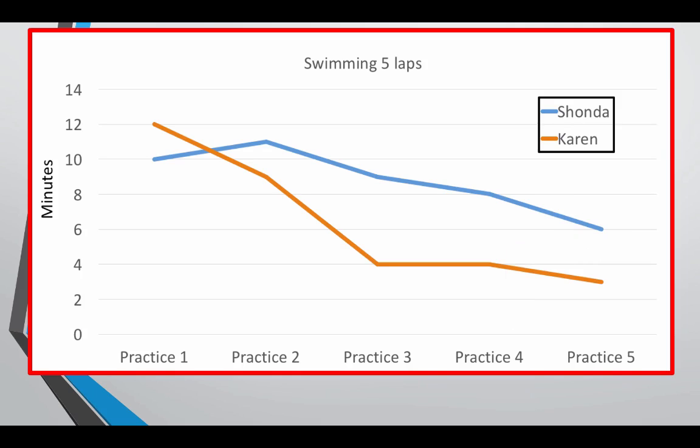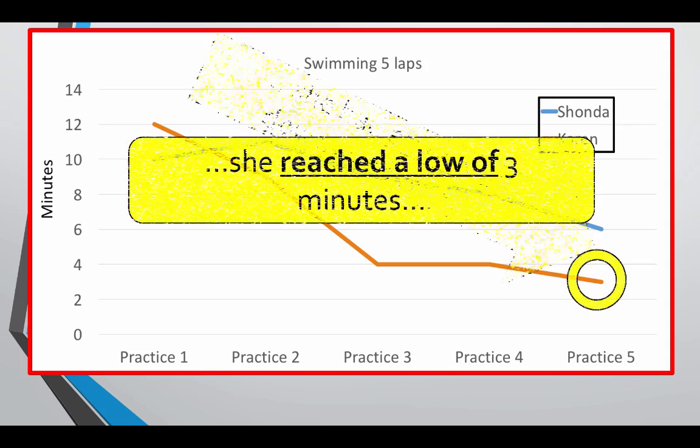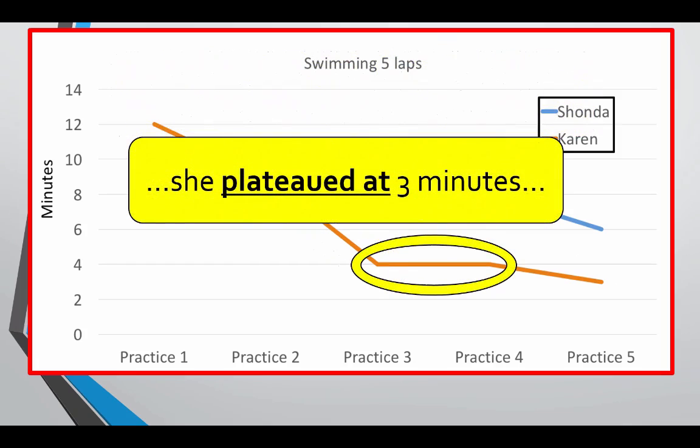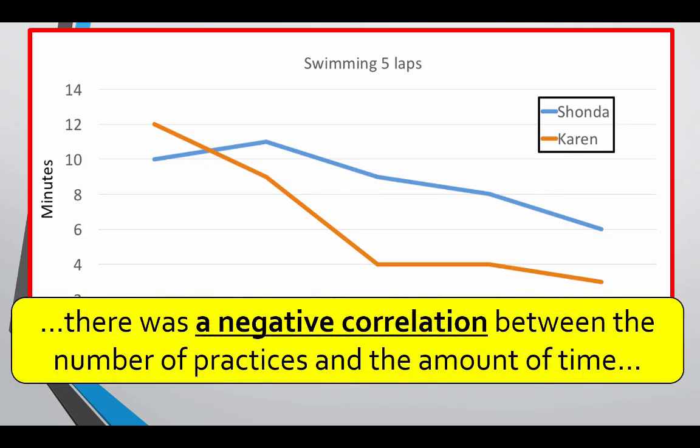Looking at Karen's performance, she had an overall downward trend because she started with 12 minutes for 5 laps in the first practice, but by the 5th practice, she reached a low of 3 minutes. From practice 2 to 3, you can see a significant decline from 9 minutes to 4 minutes. From practice 3 to 4, she plateaued at 3 minutes. For both swimmers, there was a negative correlation between the number of practices and the amount of time it took to complete the laps.